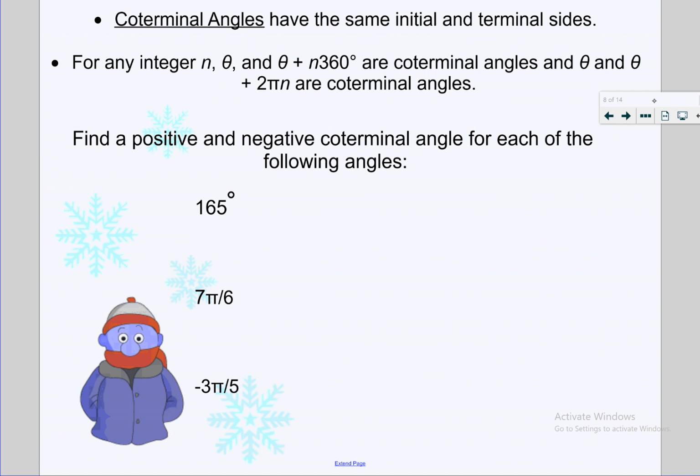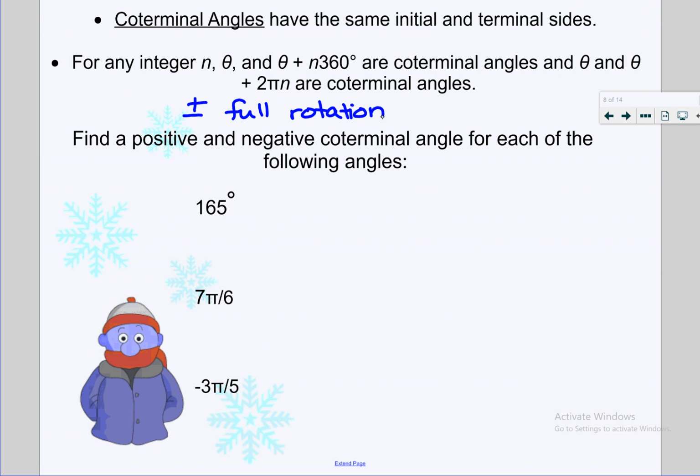In order to find coterminal angles, what this little fancy blurb says is all you have to do, if it's a degree, add or subtract on 360 degrees, a full rotation, or if it's a radian, we're going to add or subtract on 2 pi. Again, a full rotation. So that's all we're doing is adding or subtracting a full rotation to get coterminal angles. That's what all that means.